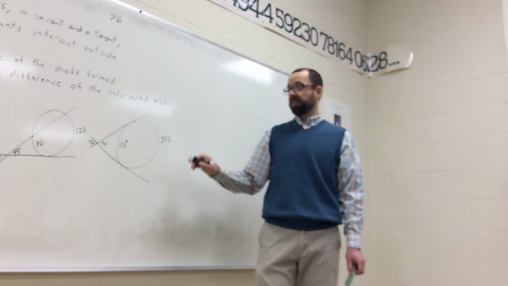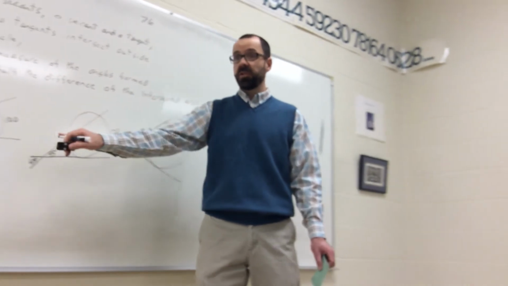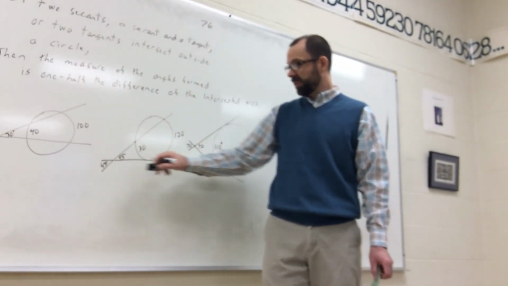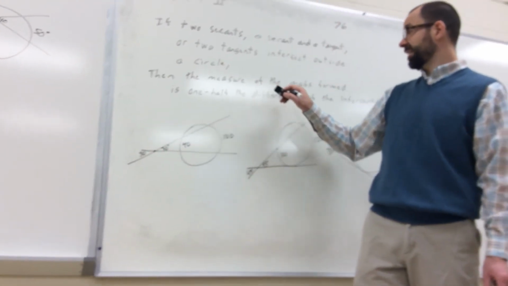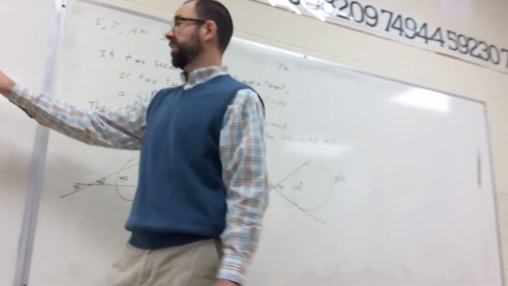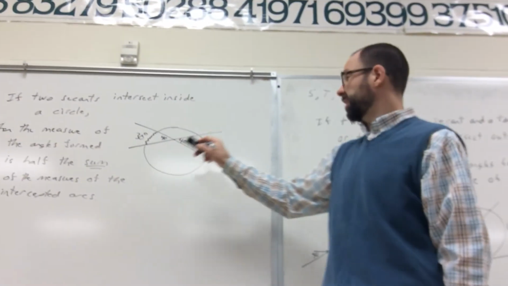The key here is, here in these pictures, the intersection point is outside the circle. So that's why we subtracted. And then here, the intersection point is inside the circle. So that's why we added.